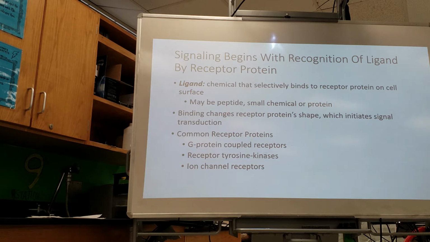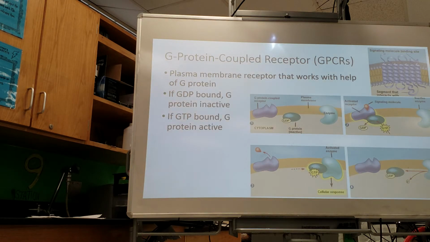That's where I wanted to go. A lot of times with cell signaling, it's going to start when a receptor interacts with its ligand. It's very specific, so they'll bind to like one molecule type, and that will set off a series of changes inside of the cell. There are 3 different types of receptors.